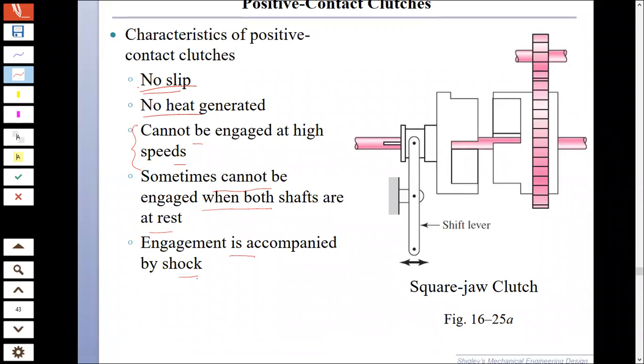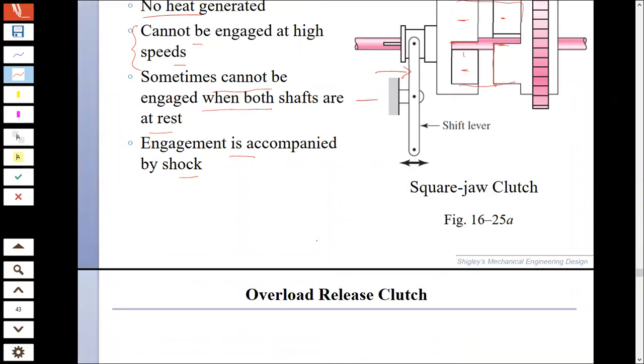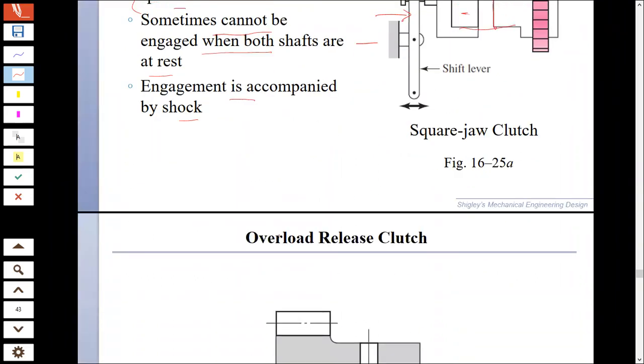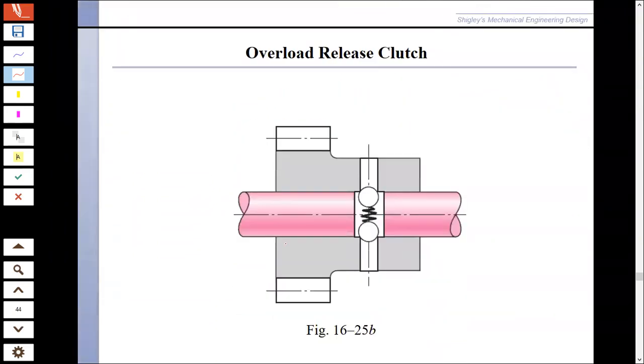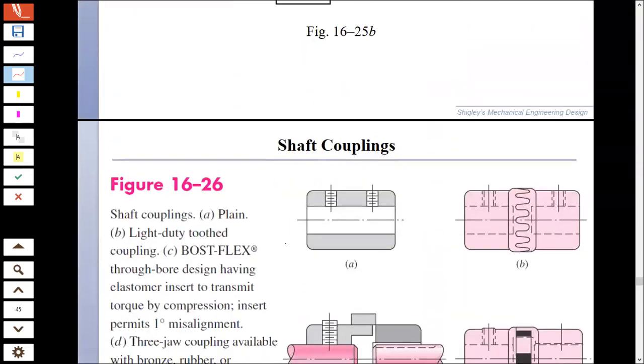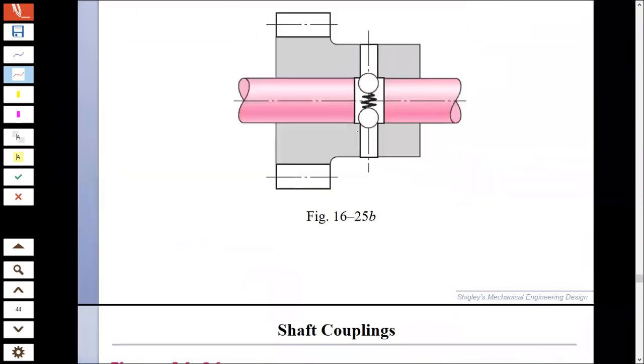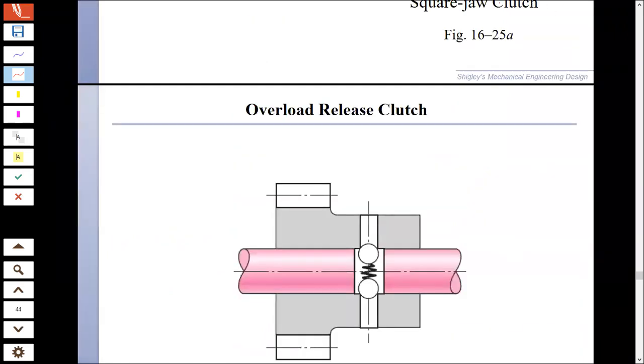And again, when you engage these, for example, this is a square jaw clutch. If you look over here, this part goes in here, and this part goes in here, and it is going to engage with this. But if it is engaged at a speed, there is no slip or gradual engagement, but it engages suddenly, and there's going to be a shock. Okay. I guess that should be it for now.